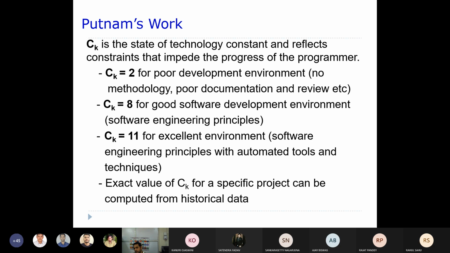Let's say in the past we have had similar sorts of projects. Then by studying those projects, you can define this Ck. You can get these values, these constants. So that exact value can be computed.